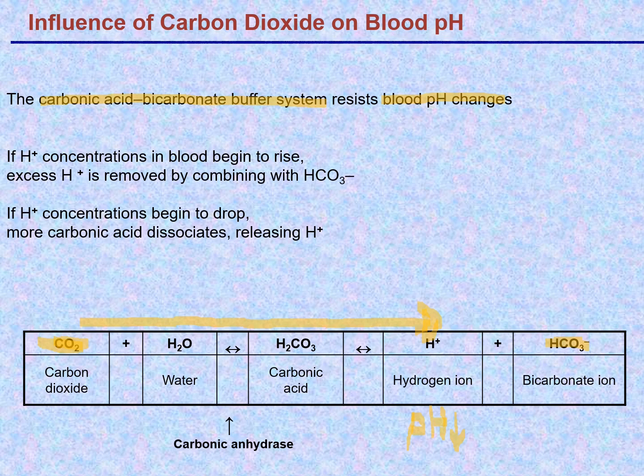If hydrogen ion concentration in the blood rises, excess hydrogen ions can be removed by combination with the bicarb. And if they drop, then more carbonic acid dissociates into hydrogen ions and bicarb, releasing hydrogen ions. So the pH is kept in quite tight balance, nicely buffered by this shifting back and forth between carbonic acid and bicarb.